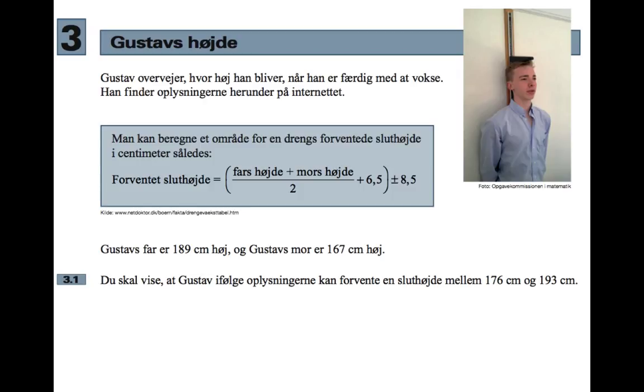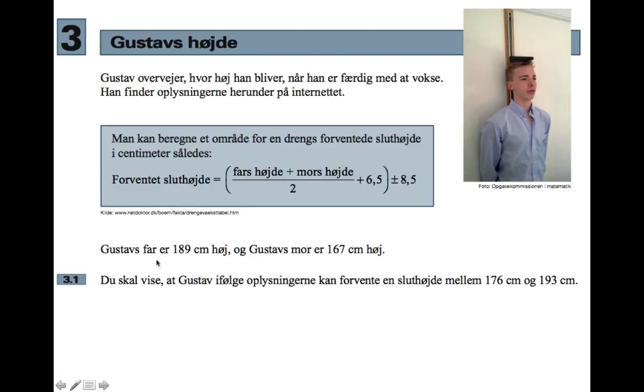Expected final height equals, and then there's that formula, father's height plus mother's height divided by 2 plus 6.5 plus or minus 8.5. So basically you can't predict with 100% certainty what height somebody is going to be, but you can predict it within a range, and that plus or minus gives you the range of values. So we'll see how that works in a minute.